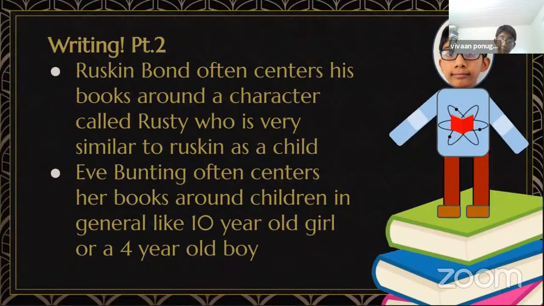Eve Bunting often centers her books around children in general. She never repeats a character. She always picks new and interesting plots every single time. And the children could be a 10-year-old girl or a 4-year-old boy. Doesn't really matter. She just does it. And for her, it's really fun.